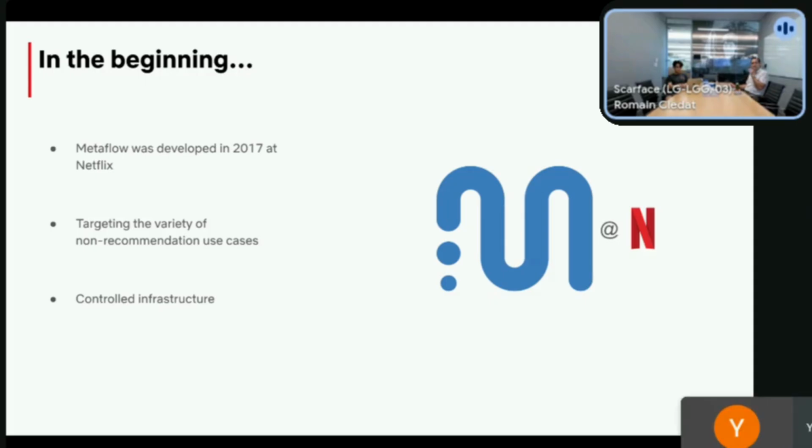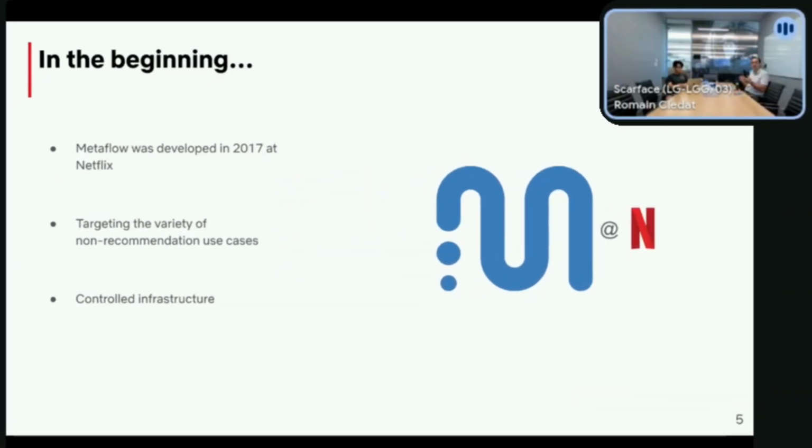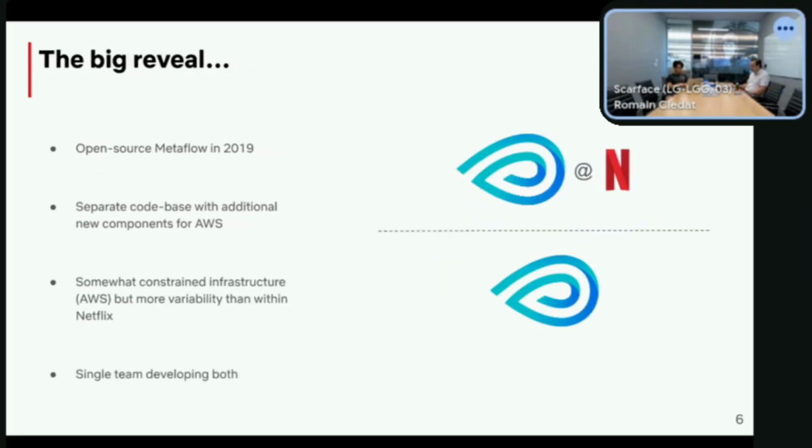It was targeting a variety of basically non-recommendation use cases within Netflix. There was already a group that was targeting recommendation use cases, but there were a bunch of budding ML use cases at the time that didn't really have a home and didn't have any way to do what Metaflow did. So that's how it started in 2017. In 2019, we open sourced it. At that point, this is kind of what things looked like. We had Metaflow at Netflix, and then we had a completely separate code base in open source.